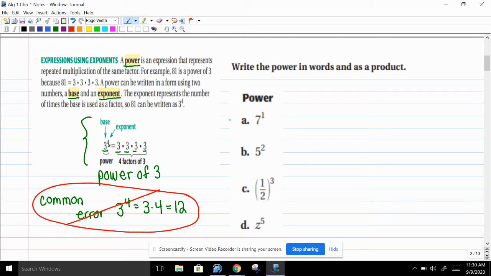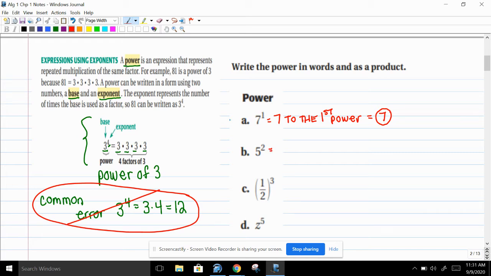So we got a couple examples over here. They ask us to write the power in words and as a product. So 7 with a little 1, that would be 7 to the 1st power, and that's just going to be 1 factor of 7. So that's just 7. That's pretty straightforward there.